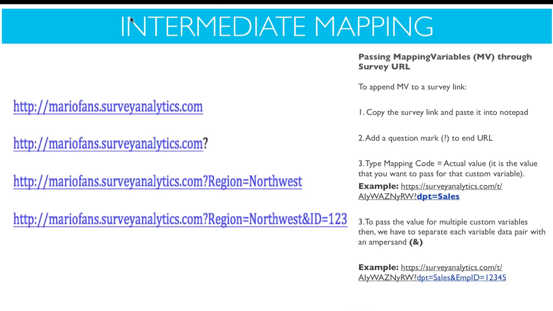And so anytime someone takes the survey with this URL, these particular items will be passed through, so they know that this is from this region, and then that ID pertains to, it could be a salesperson or someone on your end. And then you could use those variables or mapping variables for your data segmentation as well.